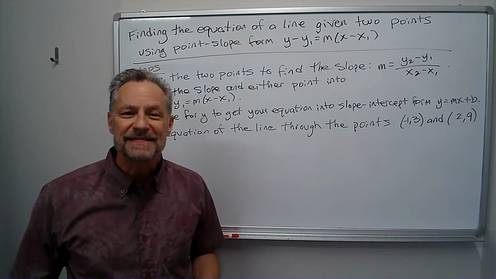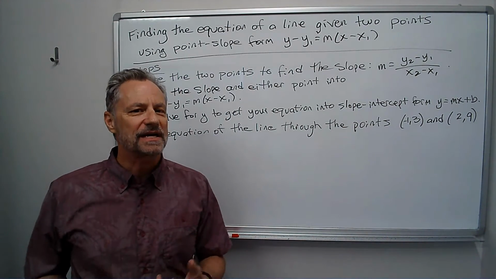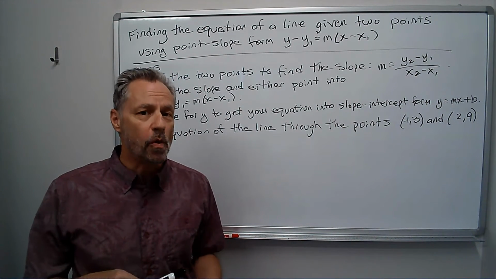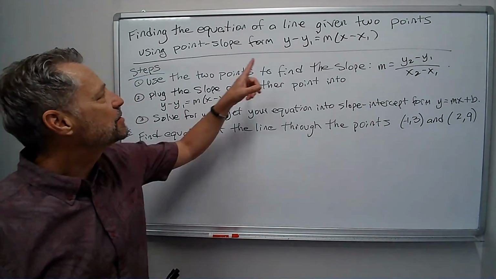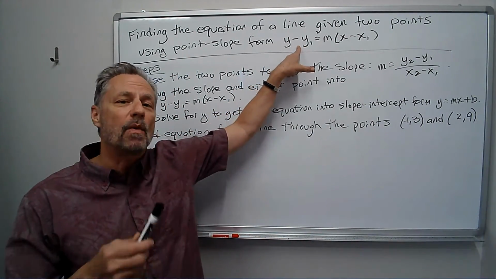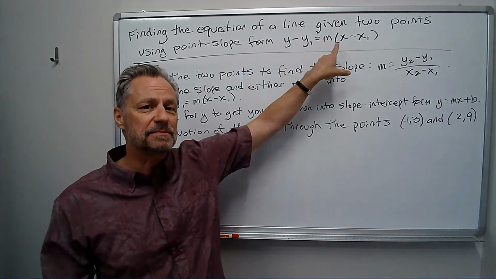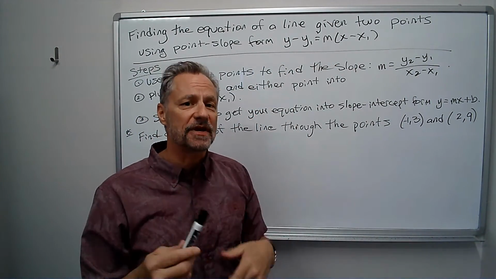Hi, it's Professor Monty. Let's talk about how to find the equation of a line given 2 points, but using the point-slope formula. Okay, now remember, point-slope formula looks like y minus y1 equals m times x minus x1. We're going to use that to find the equation.